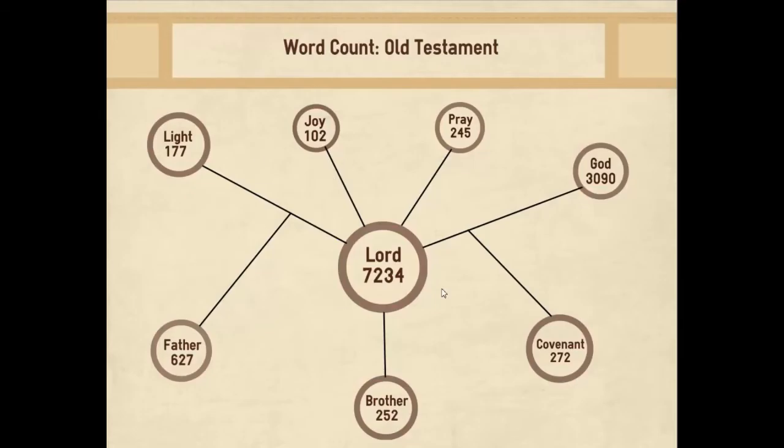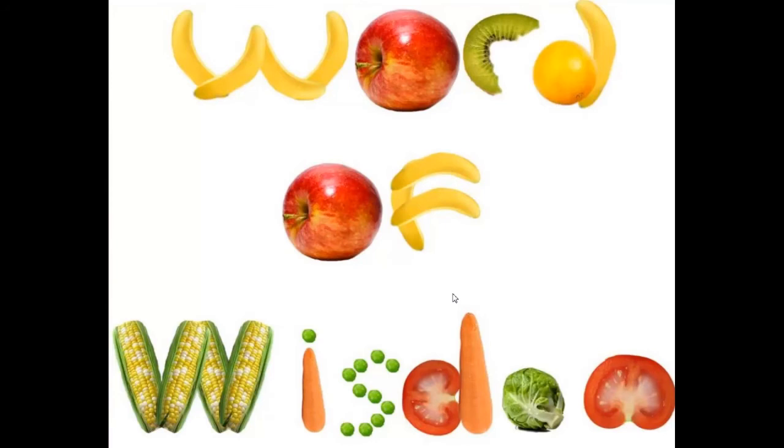Now this one here, I want to show an example, a little too simple. The word light in the Old Testament is 177 times. I think that's cool, but I need more information. So I would say this is too simple. Go to the next one.